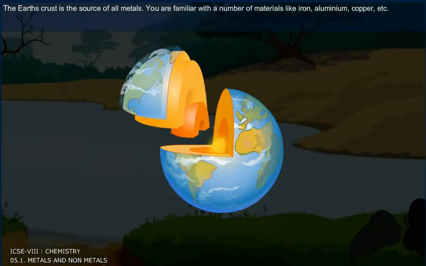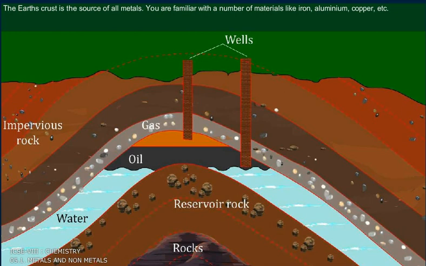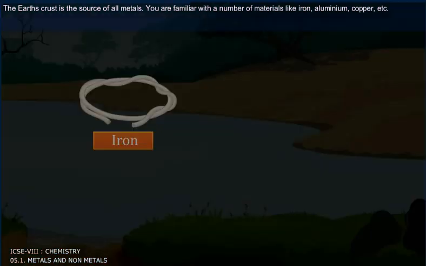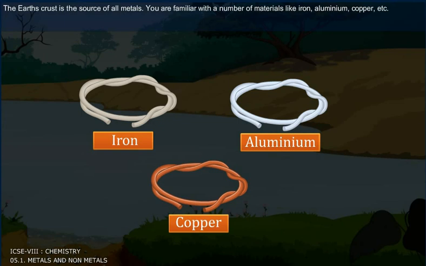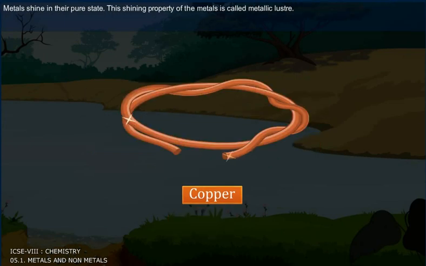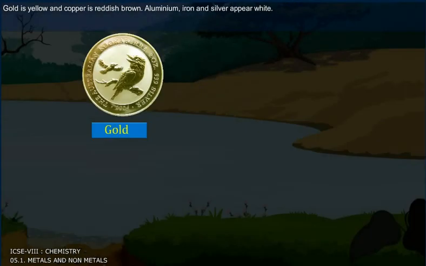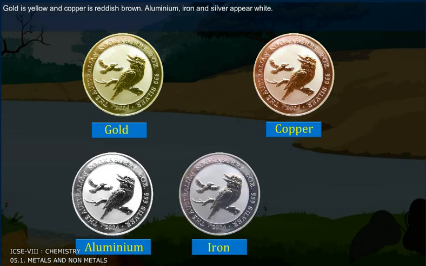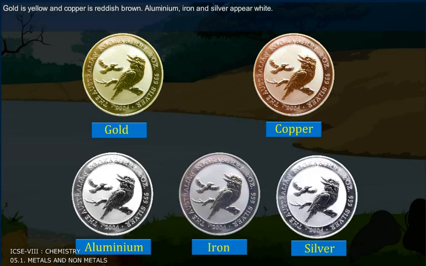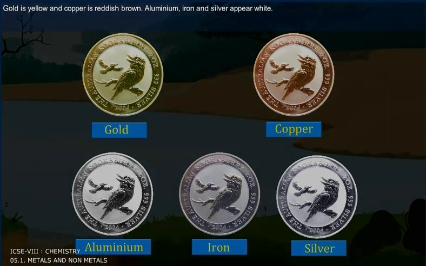The Earth's crust is the source of all metals. You are familiar with a number of materials like iron, aluminium, copper, etc. Metals shine in their pure state. This shining property of the metals is called metallic luster. Gold is yellow and copper is reddish brown. Aluminium, iron and silver appear white.